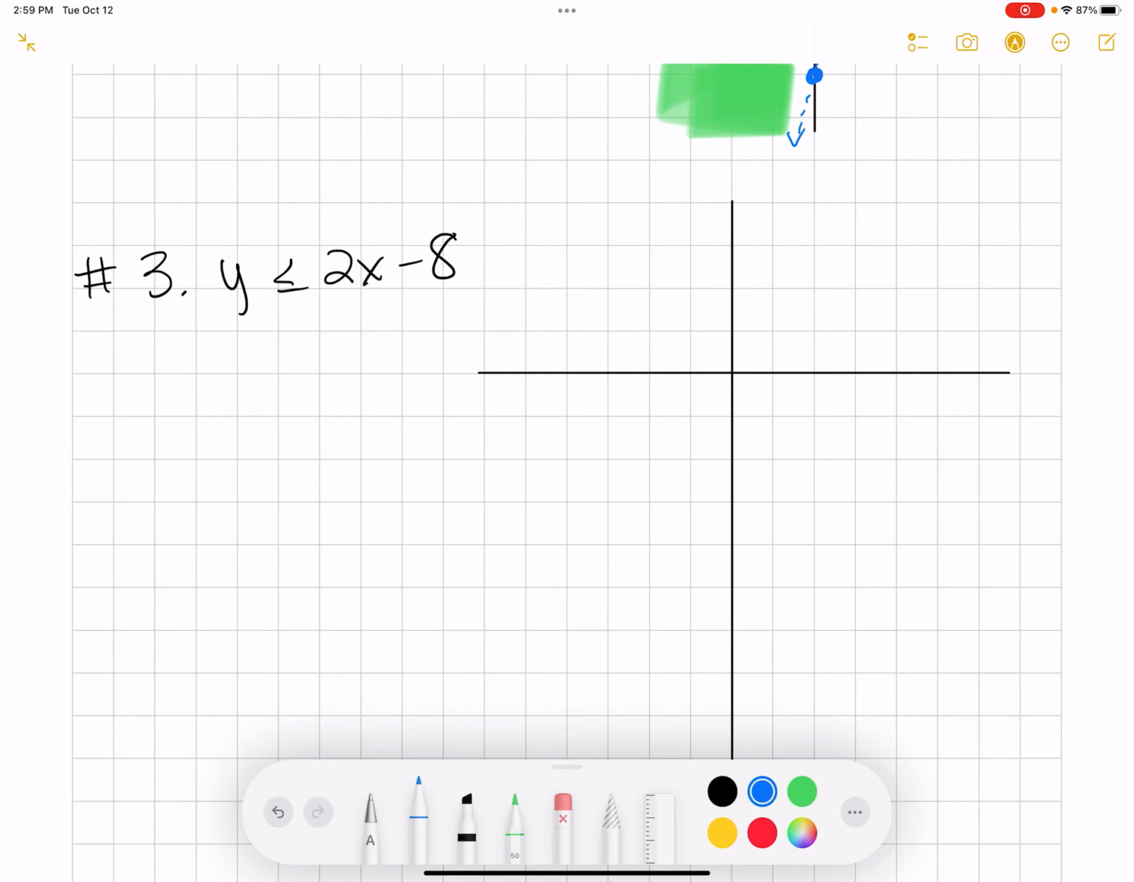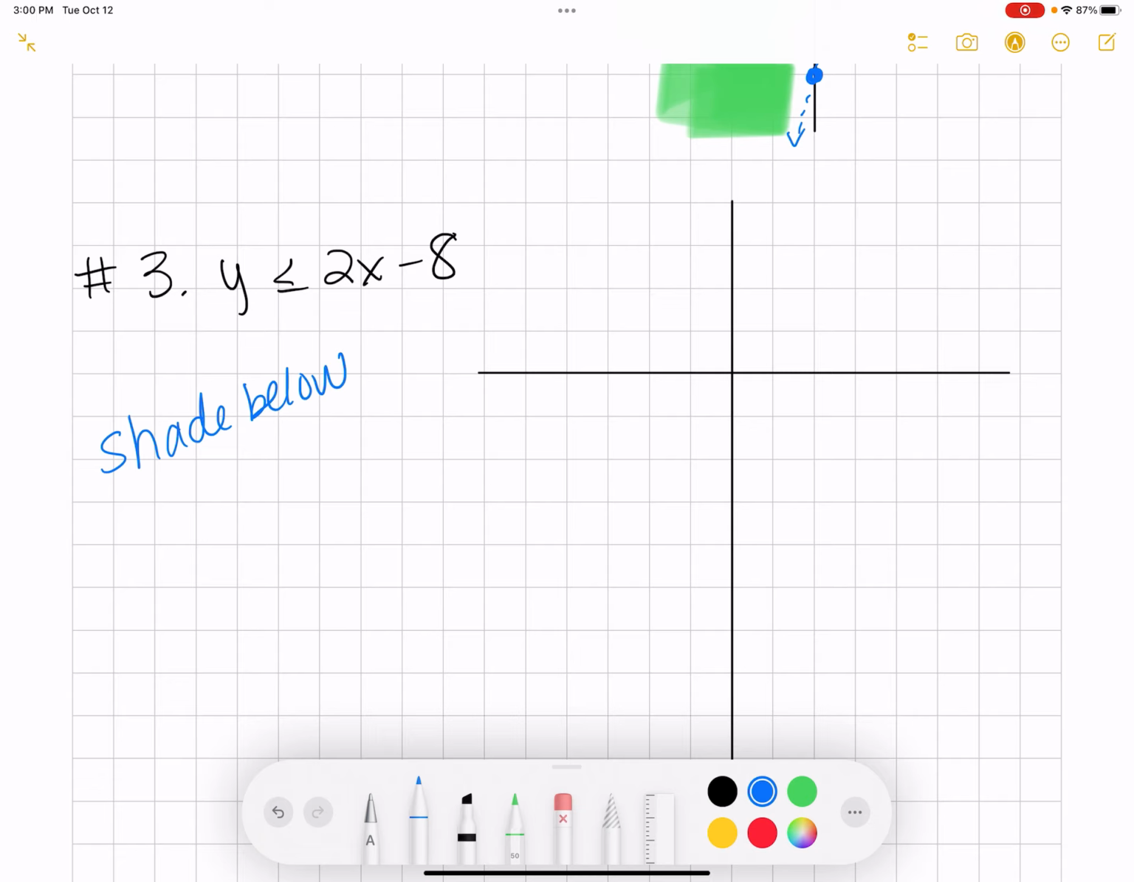I am going to shade below because it's less than or equal to. Joey thought the alligator went this way, because it likes more. Where are you from? That's why I learned it like that. Well, wherever the mouth is open is more. But we're saying y is less than or equal to, you read it left to right. So y is less than or equal to 2x minus 8.